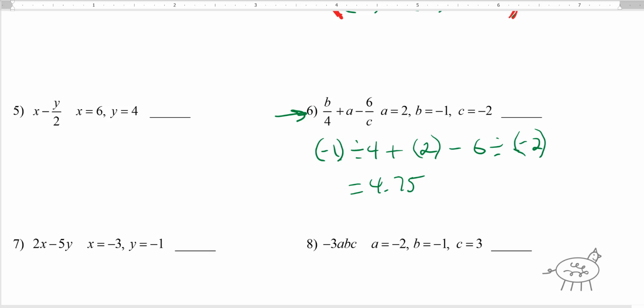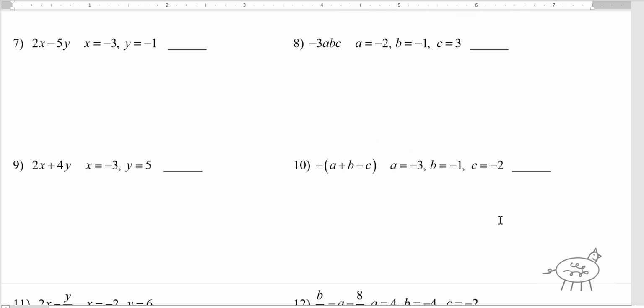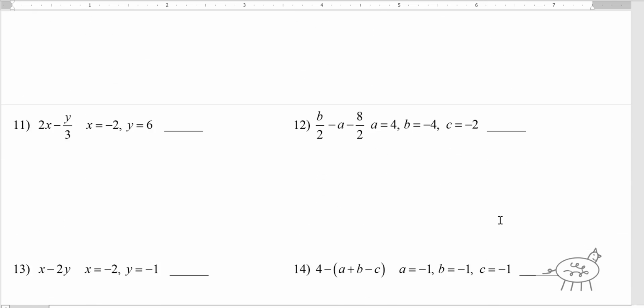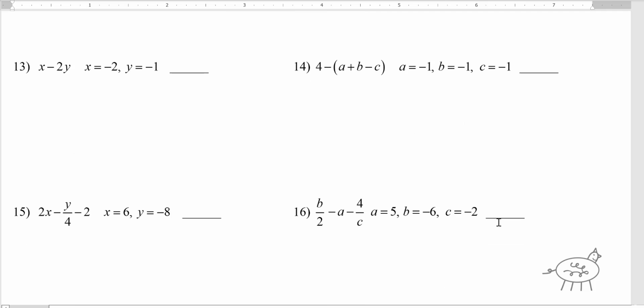4.75, and you can use your fraction button. Remember that little button that says fraction to decimal? That button I showed you. That'll give you 4 3/4. So you just have several problems to do with this one. Just go ahead and type everything in.